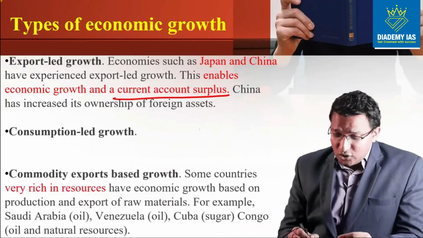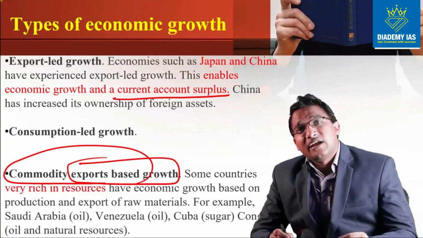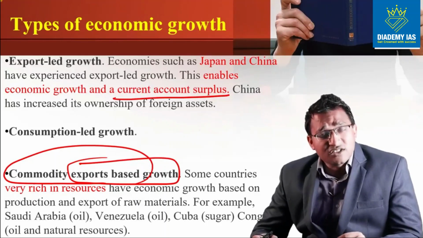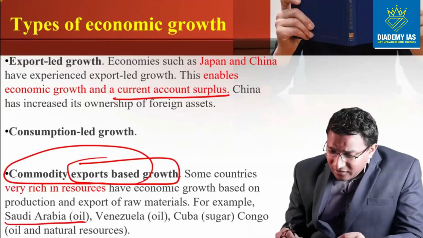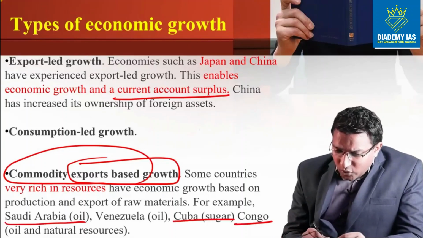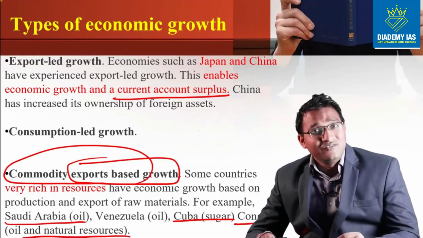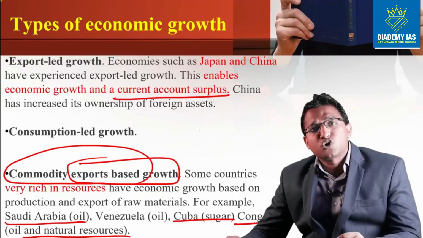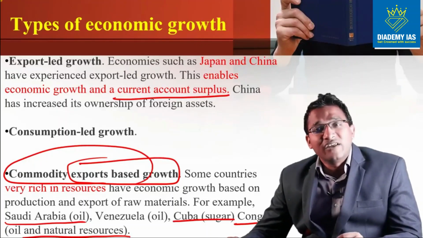Commodity exports based growth. This is also one of the examples of the exports based growth, because in this case it is not the production but the availability of the rich and scarce resources which is making these exports possible. The best examples are the countries like Saudi Arabia, which is having the oil, Cuba because of the sugar, Congo because of the oil and the natural resources. So these countries are enjoying some of the rich resources which they export and their growth is happening. So this is called commodity exports based growth. So this is also one type of the export led growth only, but this is happening not because of the production but because of the availability of some very rich resources.